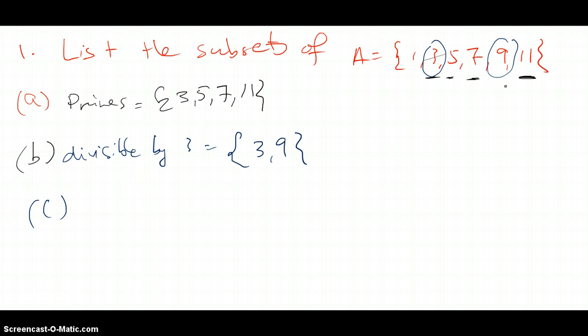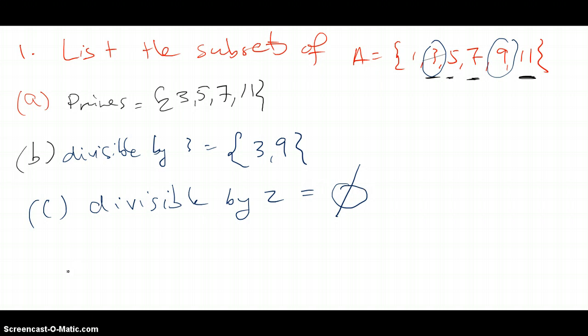Same with C, it's asking for the set of numbers that are divisible by 2. Well, what numbers here are divisible by 2? 1 can't be divided by 2. None of these can be divided by 2 because they're all odd numbers. Remember what we called a set that does not have any elements inside it? There are no numbers here divisible by 2, so we call that the null set. There is nothing inside the set.